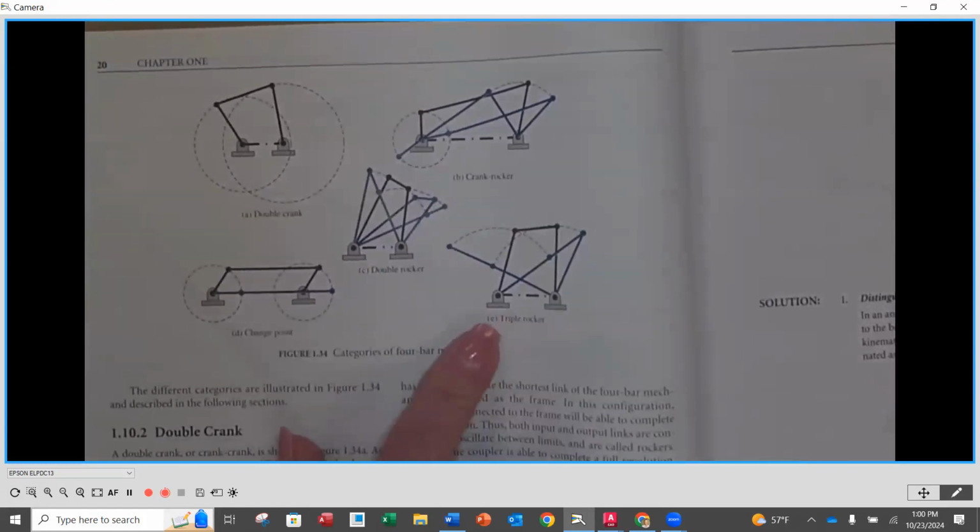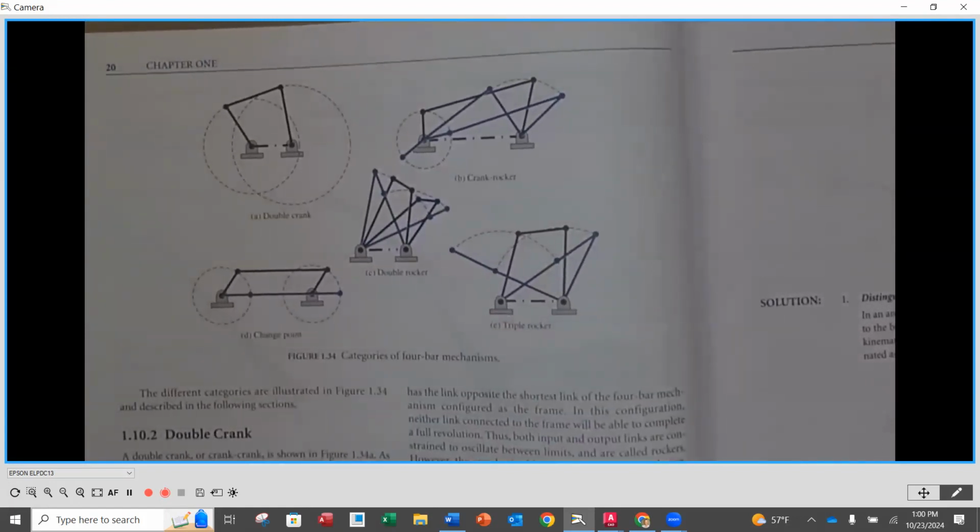And then the last one we have here is called a triple rocker. And the triple rocker just means that the input is rocking, the output is rocking, and so is the connecting rod. So it's got a specific type. So those are the main kinds of 4-bar mechanisms.